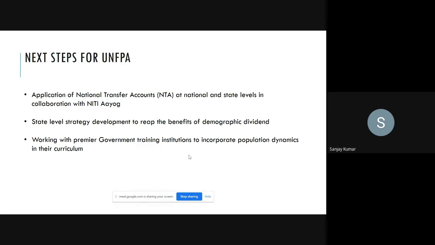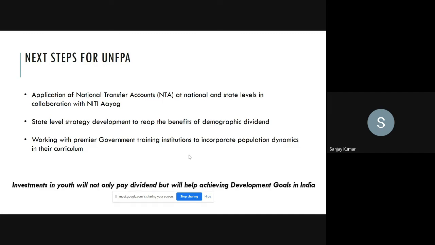And lastly, we are trying to work with premier government training institutions, so that we can inject the idea that population dynamics is very important into their regular courses and training programs, like the analysis I did and am putting before you. Even the state planners and the bureaucracy should understand demographic or population dynamics and how they can incorporate it into their state-specific plans, so that there will be better development opportunities.